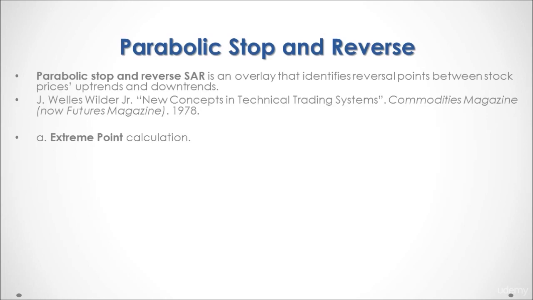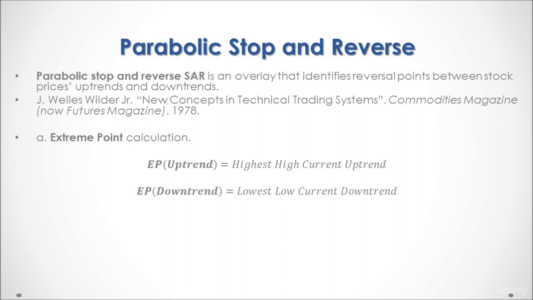A. Extreme point calculation. For this, we have the extreme point in the uptrend, which is equal to the highest high in the current uptrend. Then we have the extreme point in the downtrend, which is equal to the lowest low in the current downtrend.